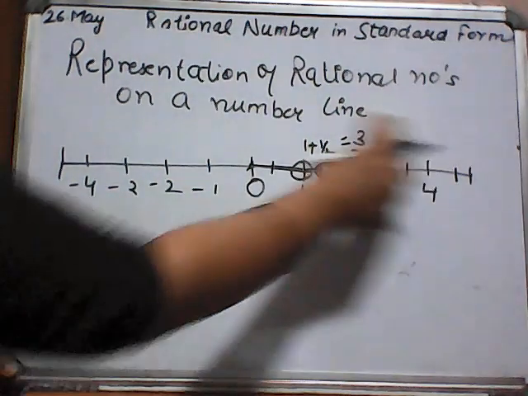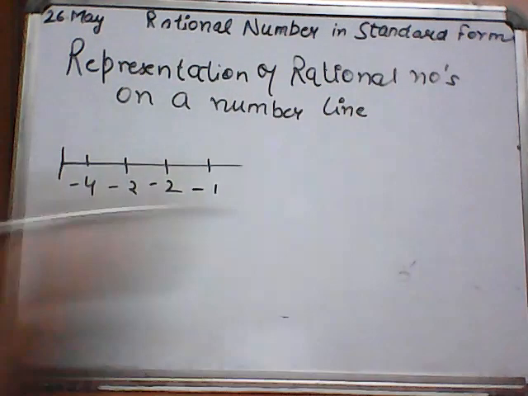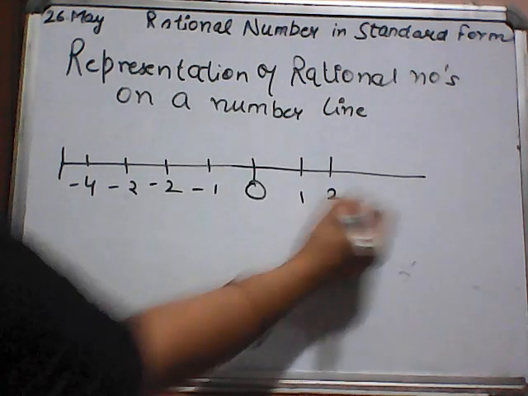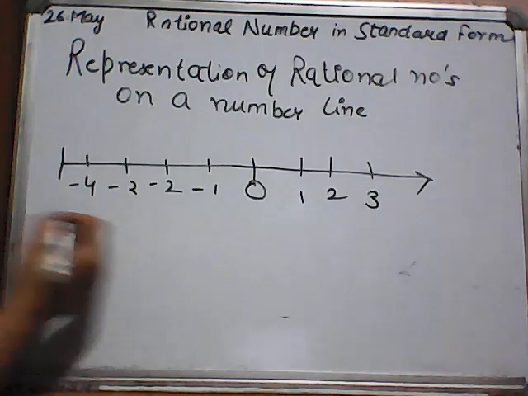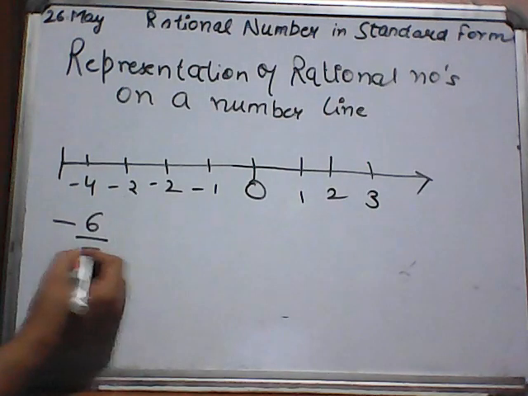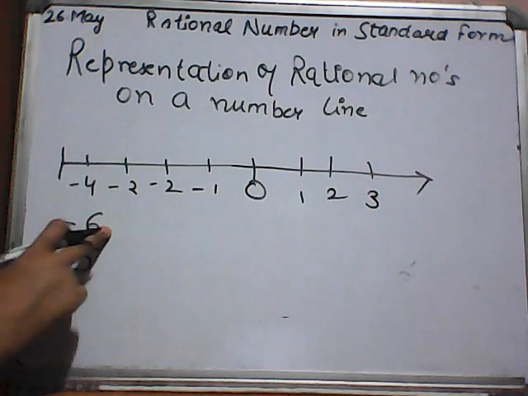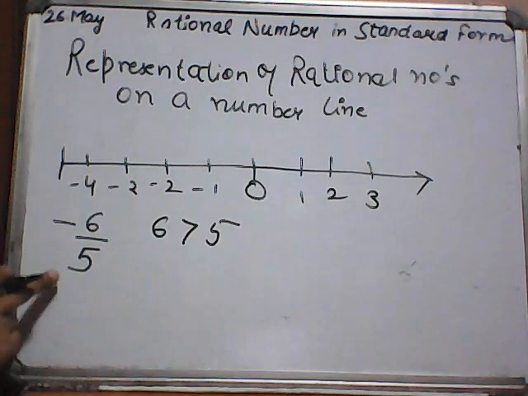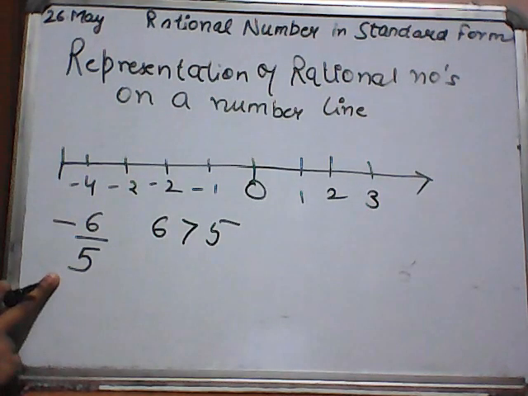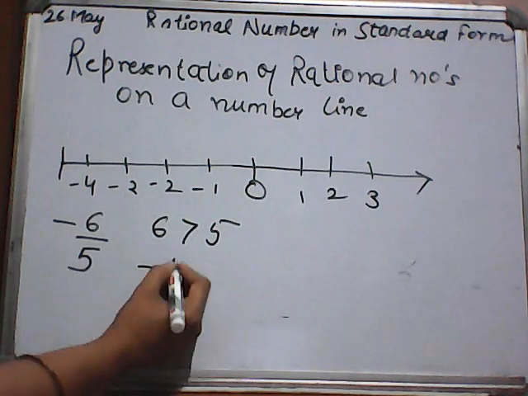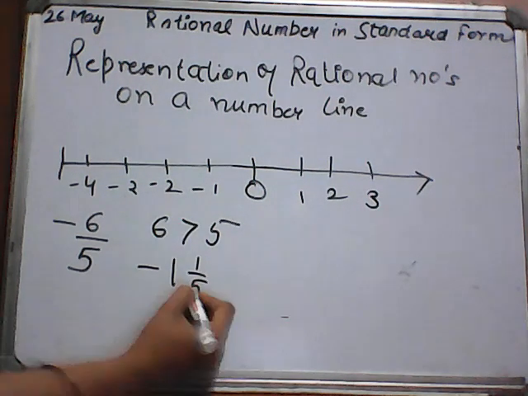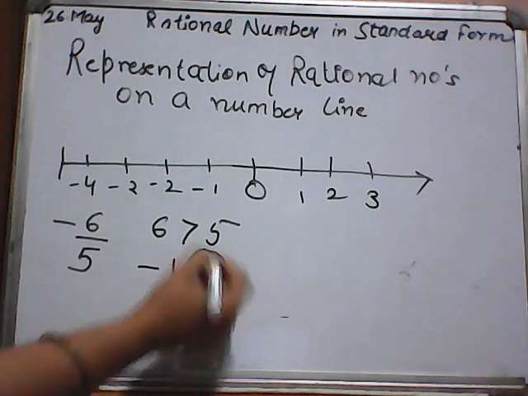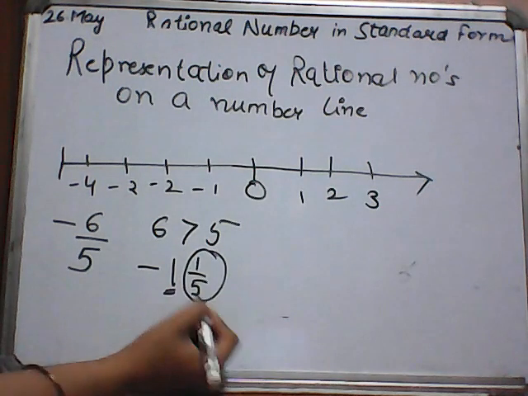Suppose you want to represent a negative rational number on a number line, say minus 6 divided by 5. Here the numerator 6 is greater than 5. It is an improper fraction. So firstly convert it into a mixed fraction: minus 1 and 1 by 5. One full part and next one part out of 5 equal parts.